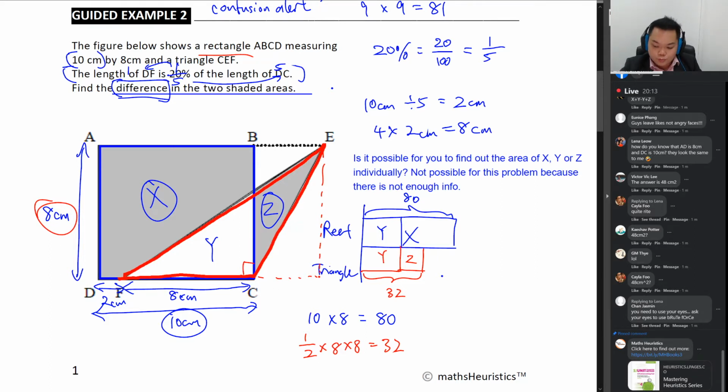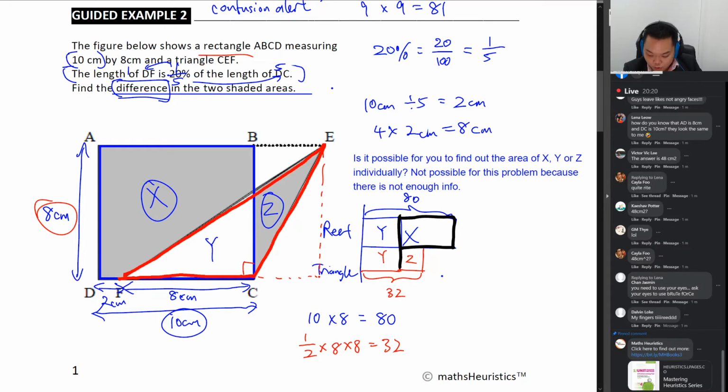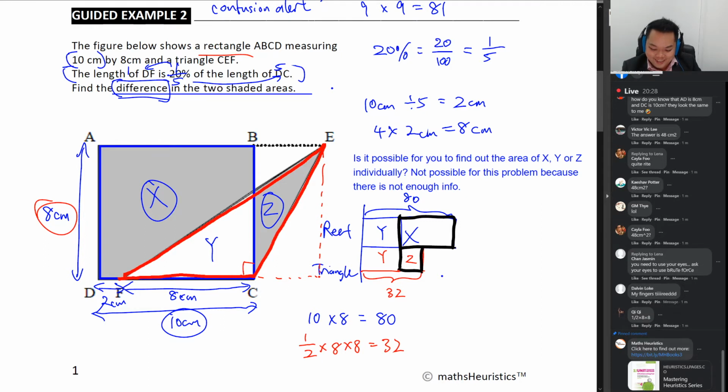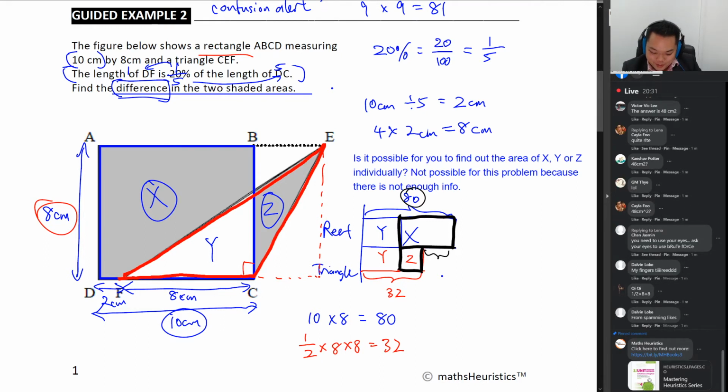Right? So once you know this, the next thing you can observe is that to compare the difference between X and Z, we just need to focus on this portion. Use your eyes. Because both of them are comprised of the same number at the beginning, that will cancel out each other. The difference over here would simply be 80 minus 32 to give you 48. So the answer here then will be 48 cm squared.